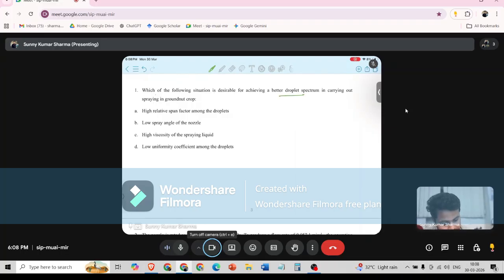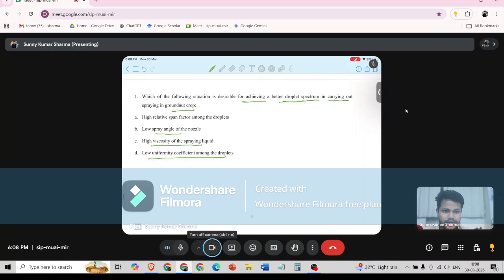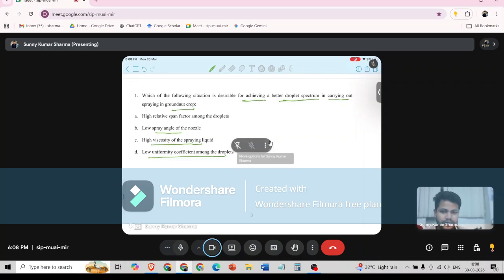So the first question is related to the spraying part only. Which of the following situations is desirable for achieving a weighted droplet spectrum in carrying out spraying in groundnut crop? The options are: high relative span factor among droplets, low spray angle of the nozzle, high viscosity of the spraying liquid, low uniformity coefficient of the droplets. Have you seen the lectures? What will be the answer, Jigyasa?